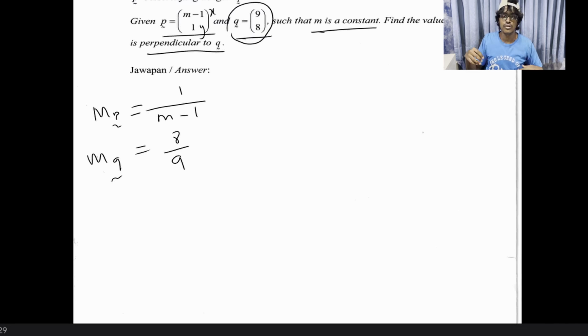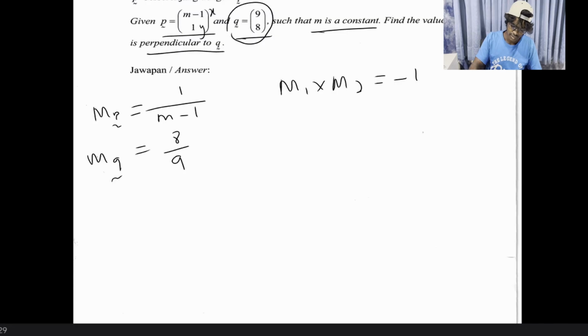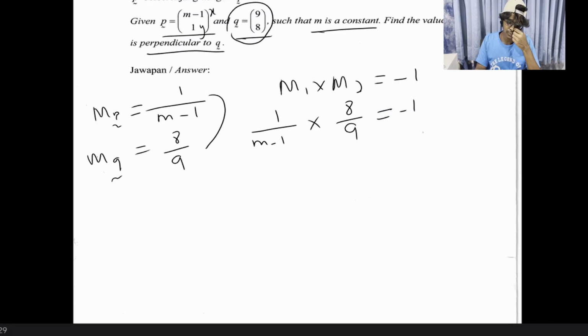And when you start to go deeper into Form 4, when you learn geometric coordinates and all, you will learn that if two lines are perpendicular, when both of their gradients are multiplied together, you will get -1. So 1 over m minus 1 times 8 over 9 will become -1. And with this, we can finally find what m is.